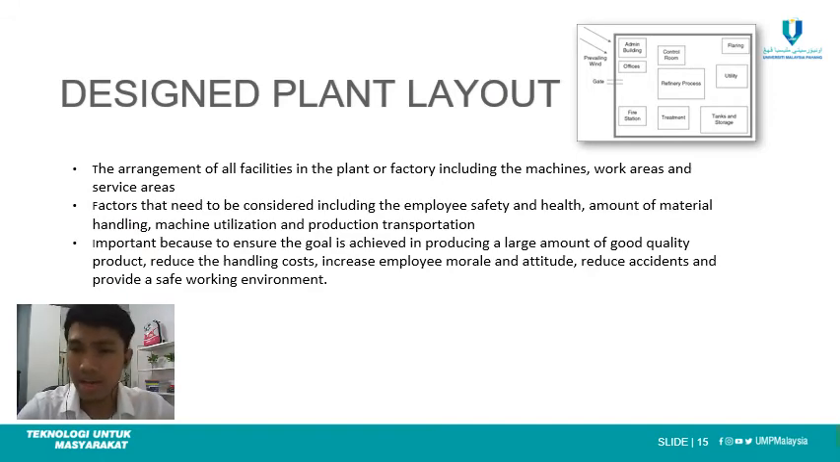Okay, now we discuss the plant layout design. Plant layout design is the arrangement of all facilities in the process plant or factory, including the machines, the work areas, the main buildings, and the service area. Before we start to design the plant layout, there are some factors that we need to consider, including employee safety and health, the amount of material to be handled, the machine utilization, and the product transportation in the process plant.